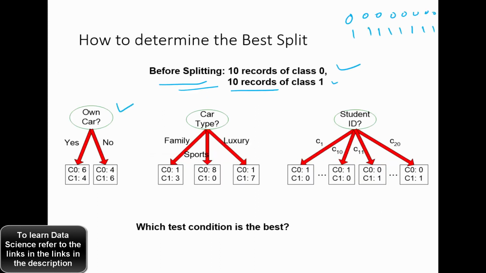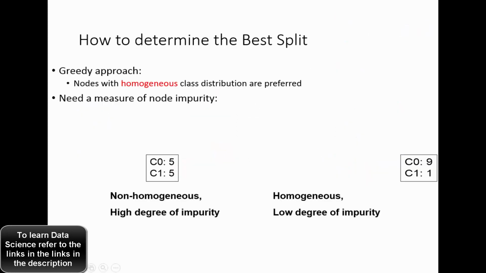One is car ownership, then car type, and then student ID. There are 3 different attributes given for this classification or grouping, and all you need to know is whether it belongs to class 0 or class 1. So given somebody's car ownership, car type, or student ID, we need to know whether it is 1 or 0. We'll use a decision tree for that.